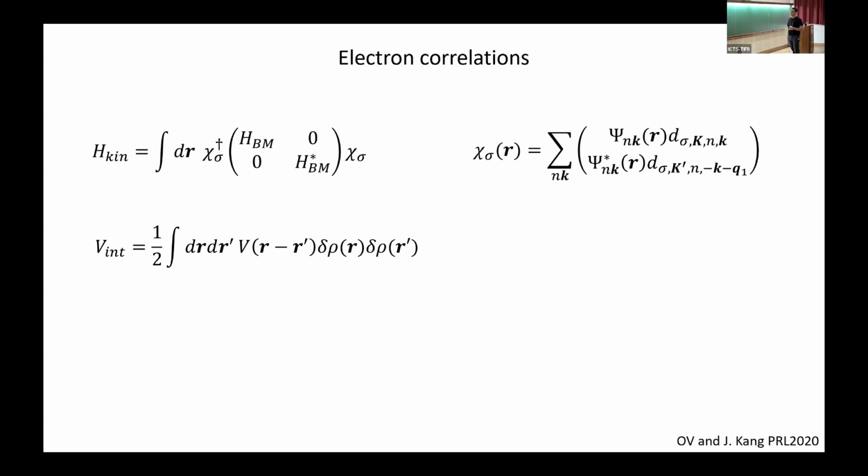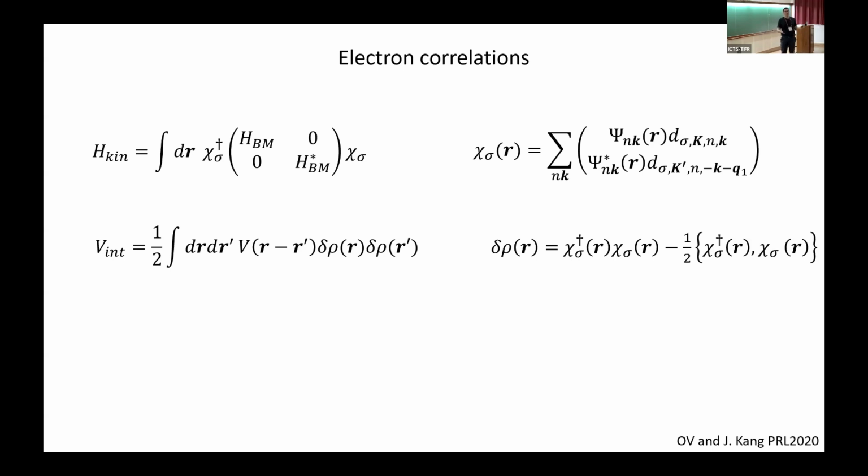Now, the Coulomb interactions will come in through a term that looks like this. The delta rho here is a density fluctuation operator. It looks something like this. It's a chi dagger chi minus this anti-commutator that gives us the background value. And the V is a Coulomb interaction.